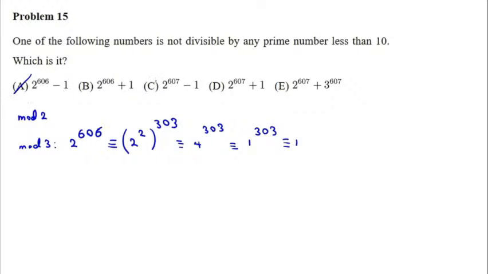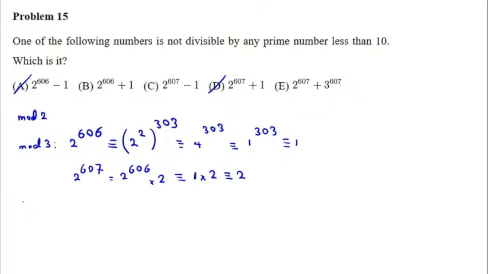We don't consider that because it says find a number that is not divisible by any prime number less than 10. And 2 to the power of 607 is 2 to the power of 606 times 2. By the previous part, 2 to the power of 606 is 1 mod 3, so it will be 2. 2 plus 1 is 3, so part D will be bad.